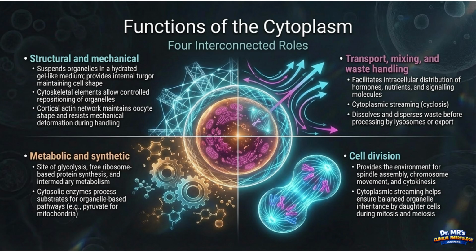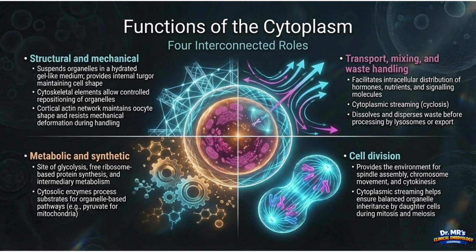In the oocyte, the cortical actin network is particularly important. It maintains oocyte shape and provides the resistance that allows the zona pellucida to remain intact during retrieval and manipulation. When we cool oocytes below optimal temperature, we depolymerize this actin network, and the structural consequences can include spindle disorientation and cortical compromise, which is exactly why temperature control during handling is not optional, but fundamental.